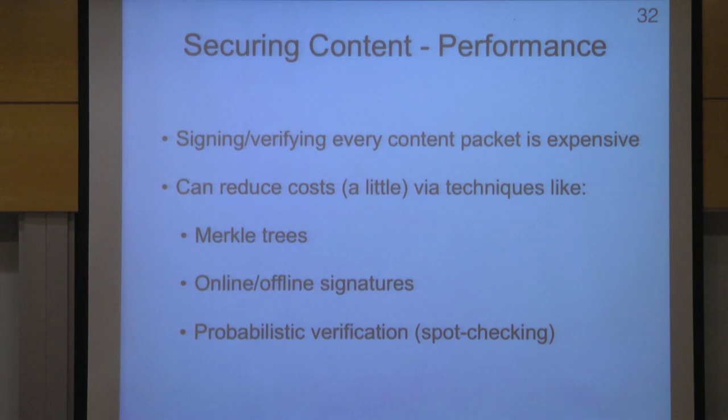You can use all kinds of online, offline signatures and the standard Swiss Army knife tricks with Merkle trees and probabilistic verification, all the things one can do. Some of them are helpful, some not, but you can imagine routers doing that. What is not optional in NDN is that when you request content as a consumer, you must verify the signature. There is no option, right? You must verify its signature when it arrives.